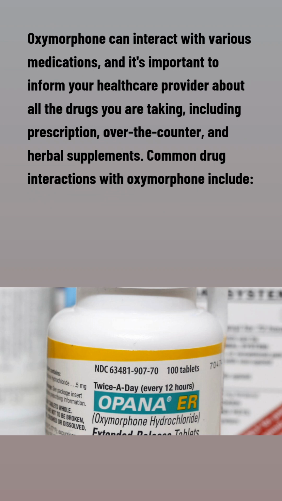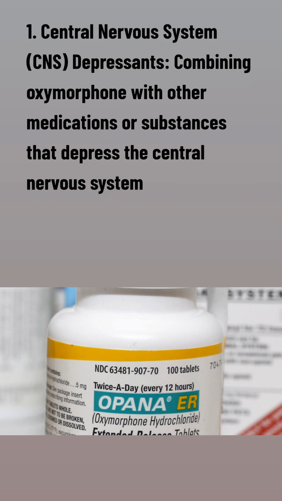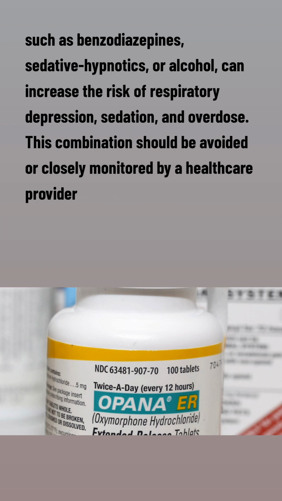Oxymorphone can interact with various medications, and it's important to inform your healthcare provider about all the drugs you are taking, including prescription, over-the-counter, and herbal supplements. Common drug interactions with oxymorphone include 1. Central nervous system (CNS) depressants. Combining oxymorphone with other medications or substances that depress the central nervous system, such as benzodiazepines, sedative hypnotics, or alcohol, can increase the risk of respiratory depression, sedation, and overdose. This combination should be avoided or closely monitored by a healthcare provider.